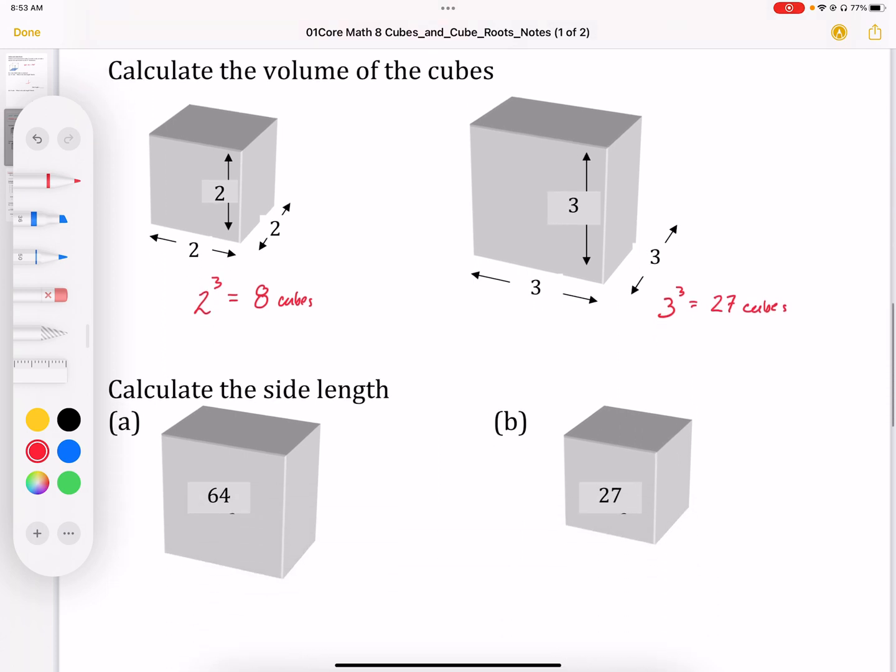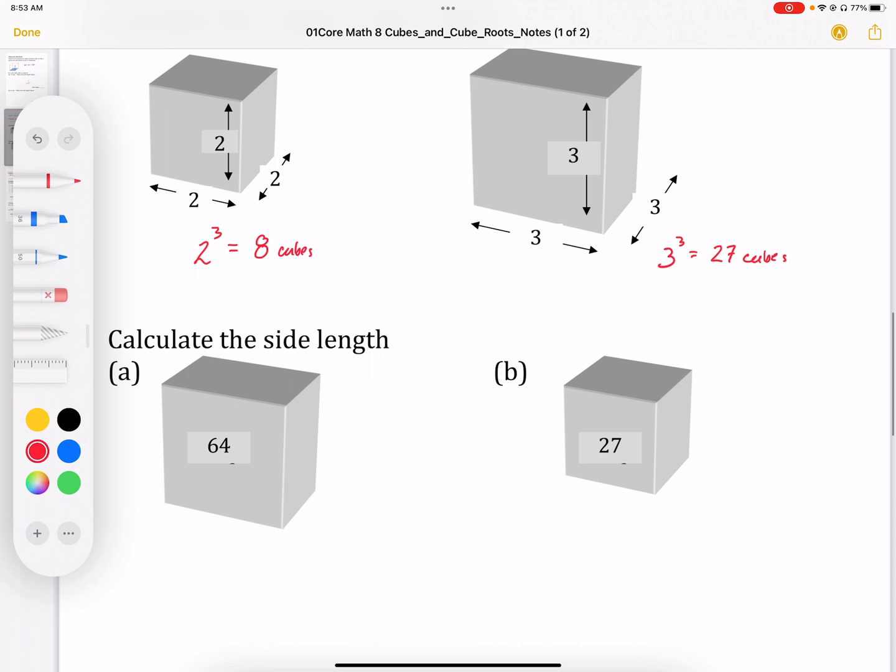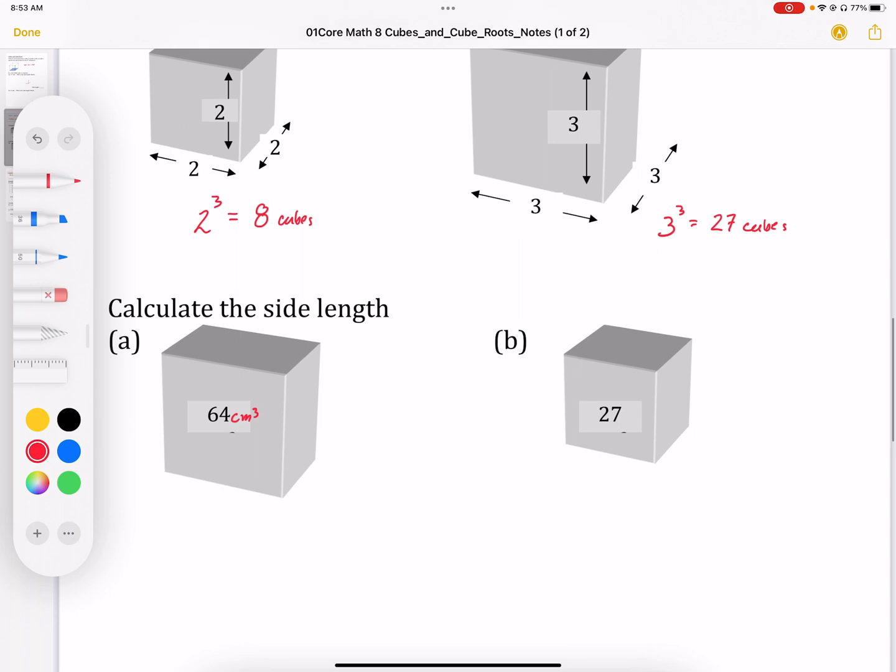Now the opposite occurs when we have the volume. So this is 64 centimeters cubed. Those are 64 cubes. To find the edge length, we cube root. So we take the cube root, we use a cube root button on our calculator, not the square root. We don't want to mix up the cube root and square root. The cube root takes 64 cubes and finds an edge length of 4 centimeters.